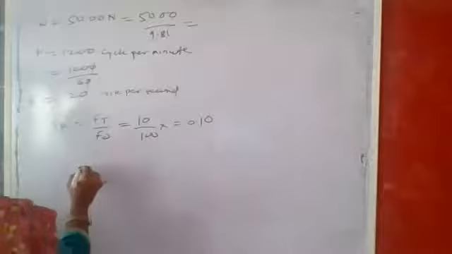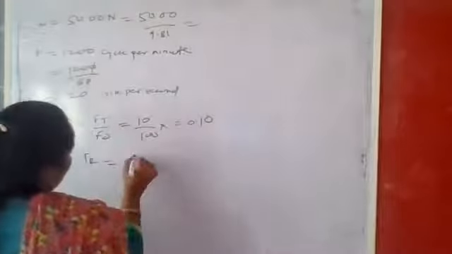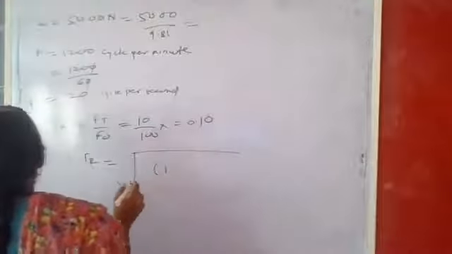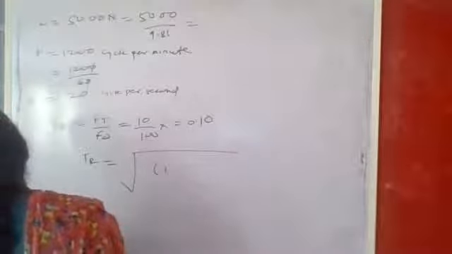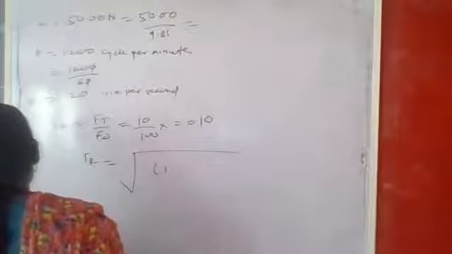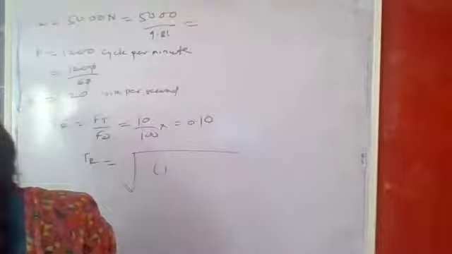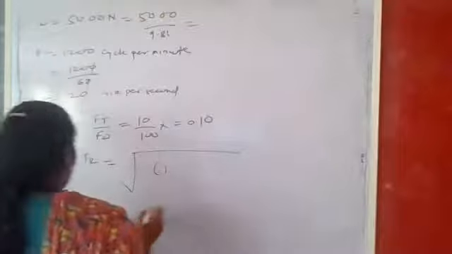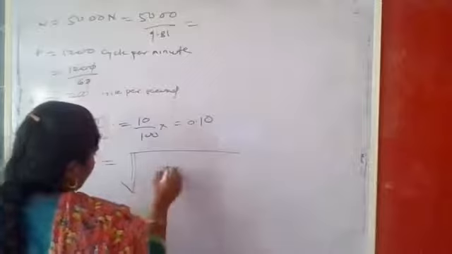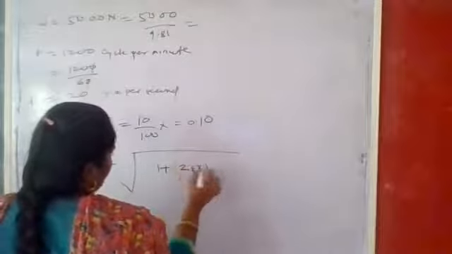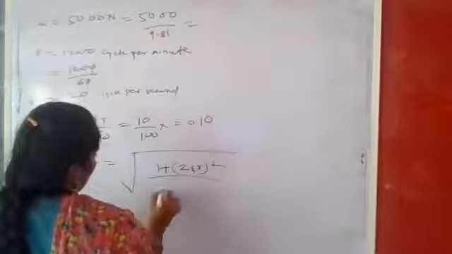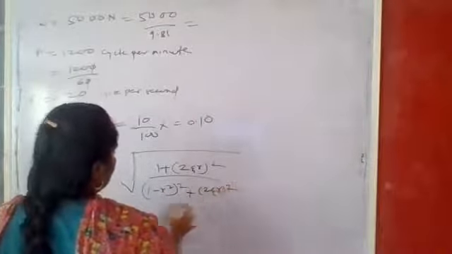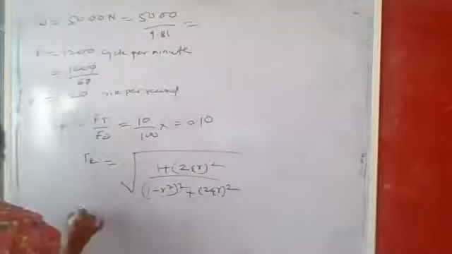What is the formula for TR? TR is equal to root of 1 plus (2 zeta R) bracket square divided by (1 minus R square) bracket square plus (2 zeta R) bracket square. Then tell me the answer of this.